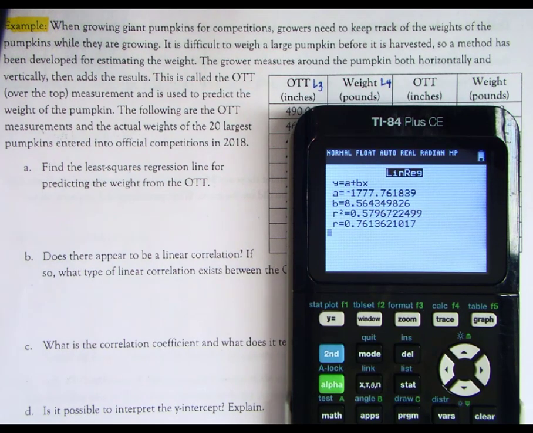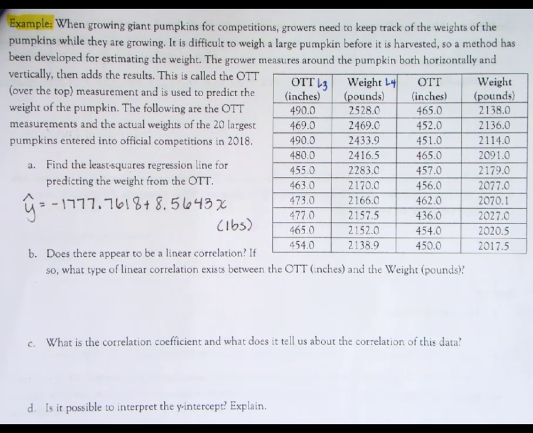We're going to get some fairly large values here, and we're going to need to round our values for a and b to 4 decimals. This means my linear regression equation, or my least squares regression equation, is going to be y hat equals a lot of numbers for my a, plus b times x. The unit on my y hat, which is my predicted value, is the same as my unit for my y, which is my weight in pounds.